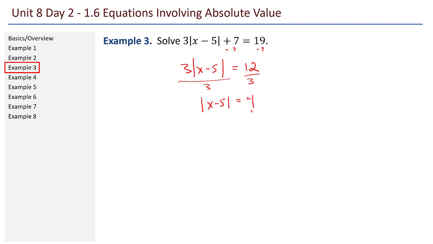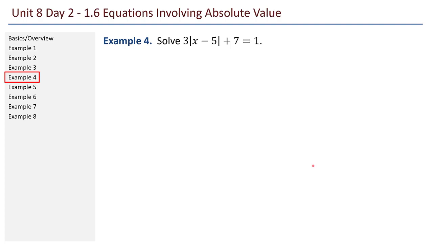And now I can drop the absolute value and turn it into two equations. So either x minus 5 equals 4, or x minus 5 equals negative 4. In the first case, I'll add 5 to both sides, x equals 9. In the second case, add 5 to both sides, x equals 1. And there we go. Those are the two solutions to this problem, x equals 9 or x equals 1.